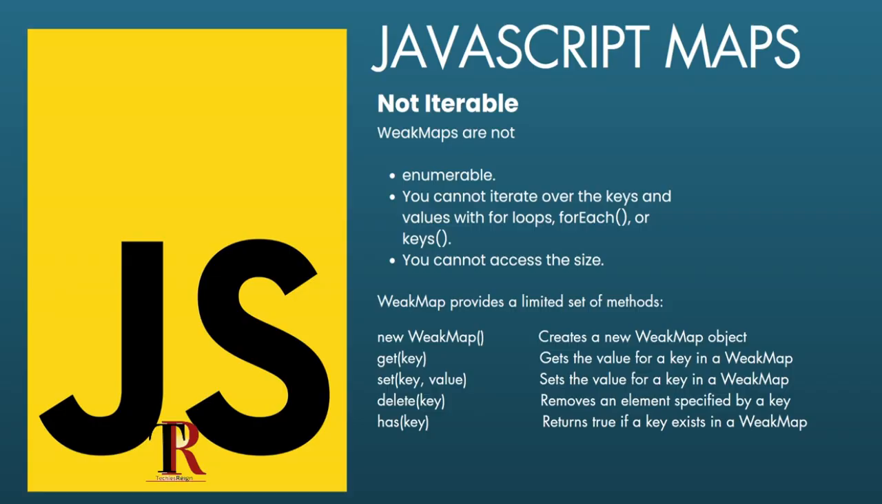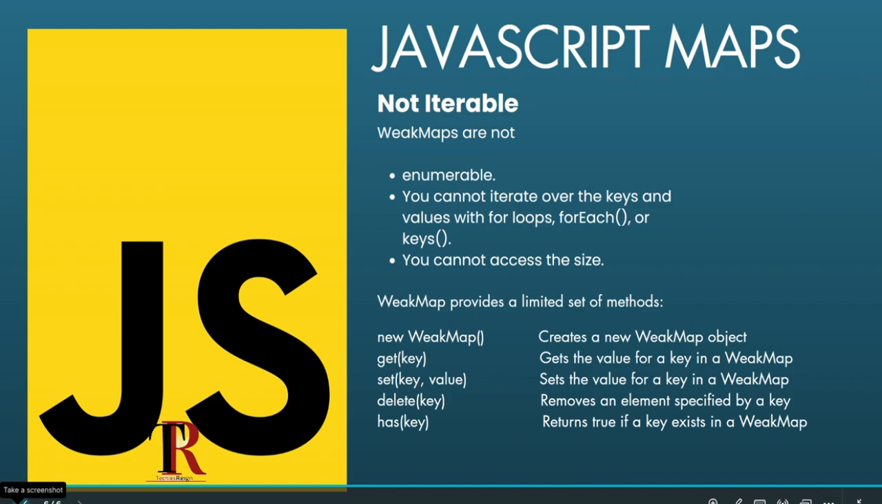Also take note that WeakMaps are not iterable, which means that you cannot use things like a for loop or forEach method over them to loop over them. So these are the things to take note of when working with WeakMaps in JavaScript.